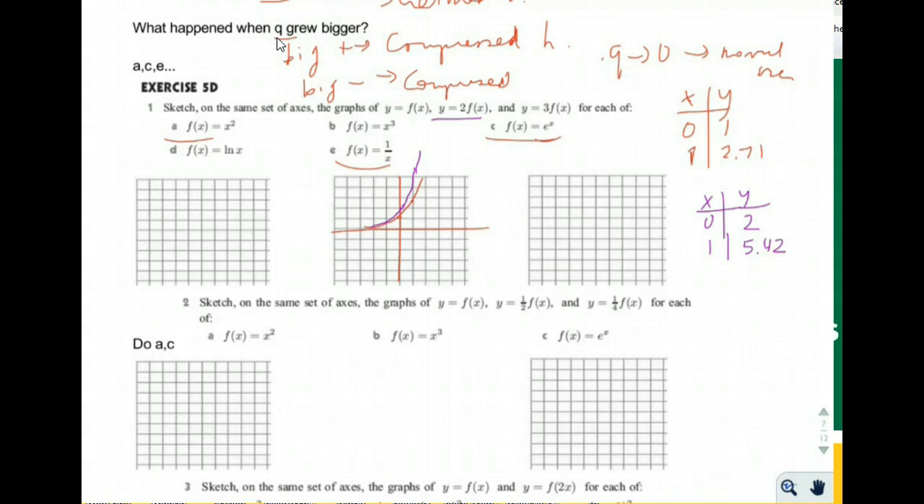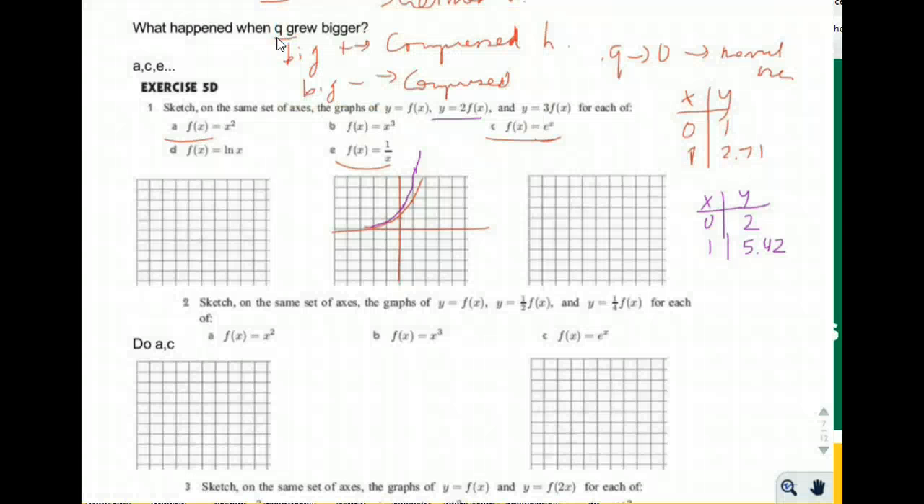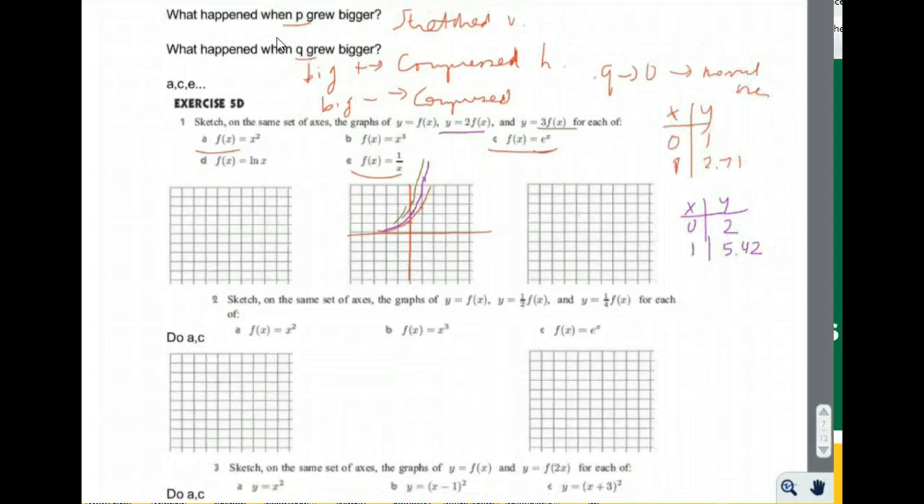And then if we did y equals 3f of x, we'll use a different color, like brown, it'll be even more steep. Instead of going through 2 here, it'll go through 3. Instead of going through 5.4, it'll be more like 8 or something like that. Each time it's just getting steeper and steeper, or higher. All right, so you can do the other two graphs there.